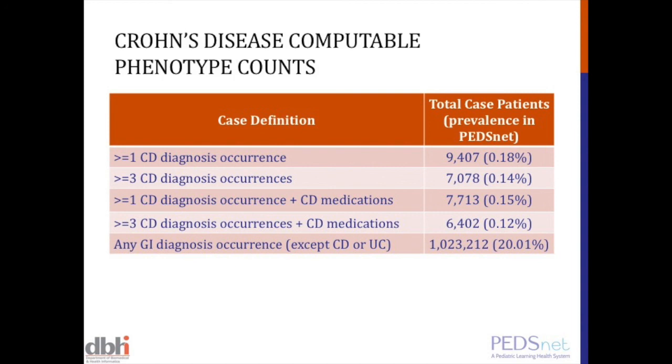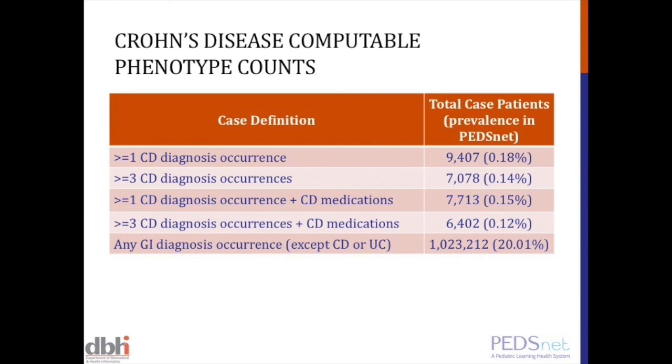And again, you up the number of diagnoses, and you'll drop that number more. So you're probably sacrificing or losing some patients who may actually have Crohn's disease, but you're probably much more sure, if you were going to bet, that these are the patients that have it. And then just to show, if we looked at any GI diagnosis occurrence that was not Crohn's disease or ulcerative colitis, we could hit over 1 million patients.